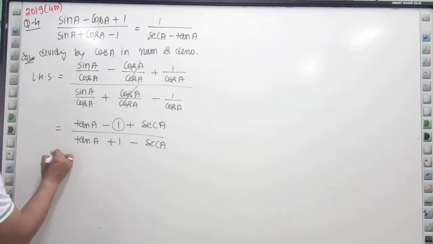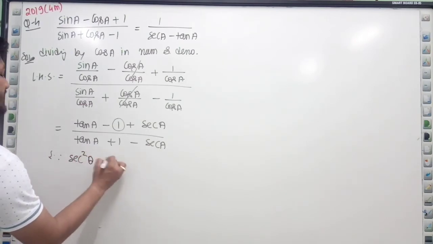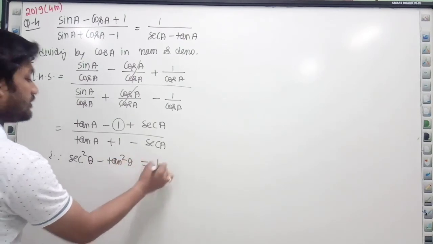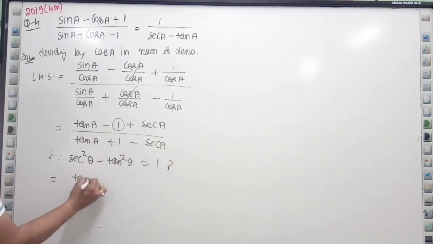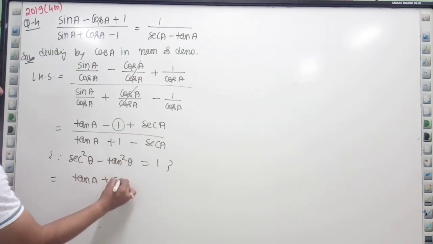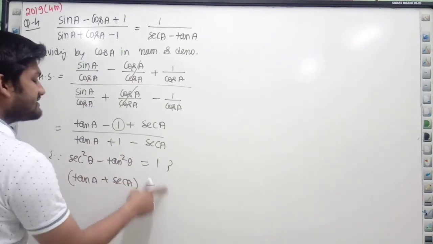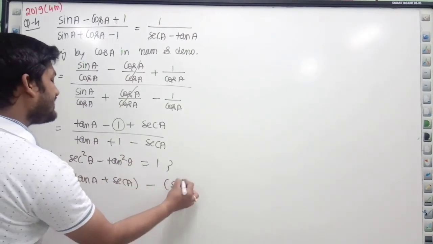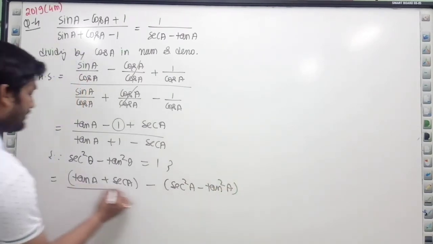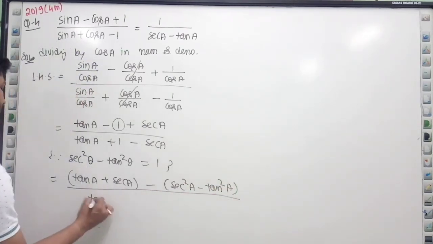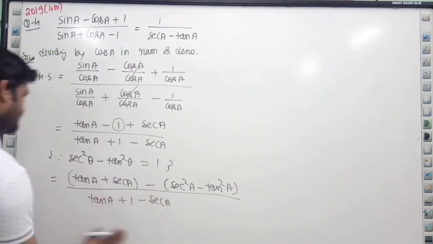Can I say sec square theta minus tan square theta equals 1? So in place of this 1, very important, I am writing tan plus sec first. And in place of this 1, where the minus sign is, I am writing sec square A minus tan square A, whole upon tan A plus 1 minus sec A.